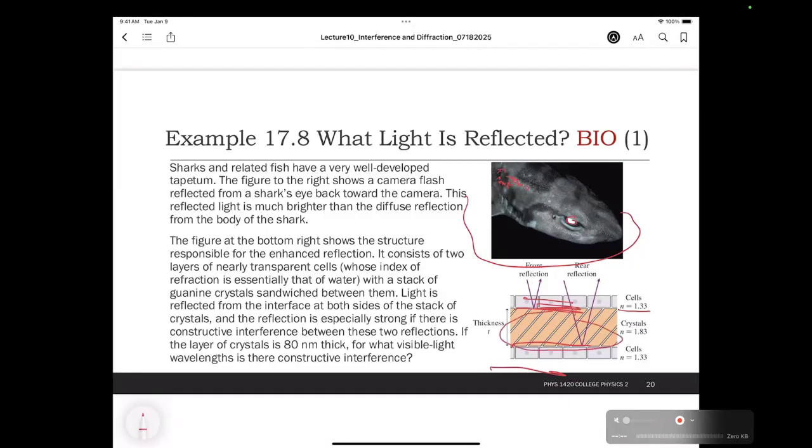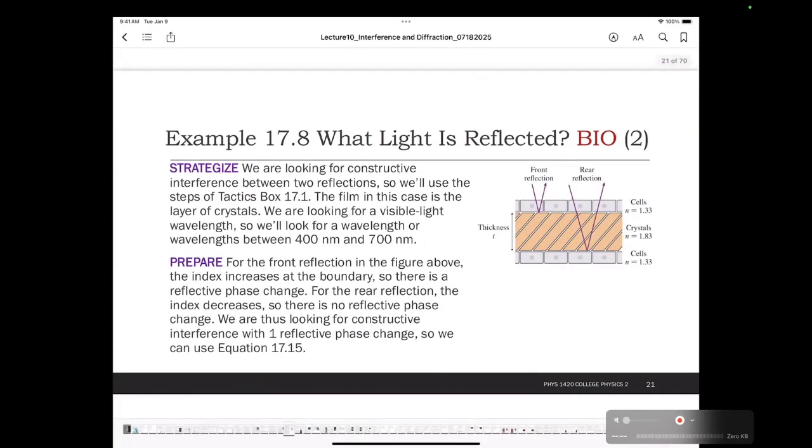Light is reflected from an interface at both sides of the stack of crystals, and the reflection is especially strong if there is constructive interference between these two reflections. If the layer of crystal is 80 nanometers thick, for what visible light wavelength is there constructive interference? This is the question. What we need to do is write that equation.